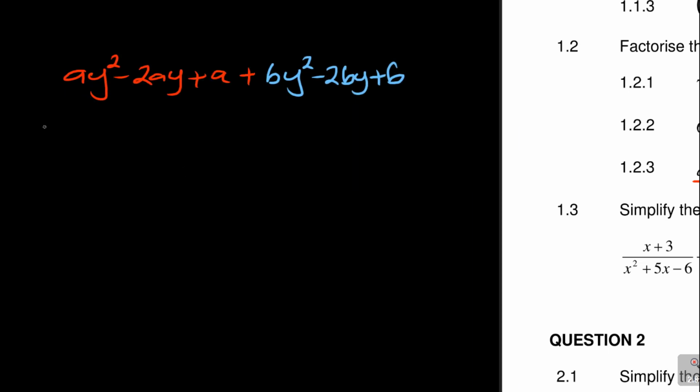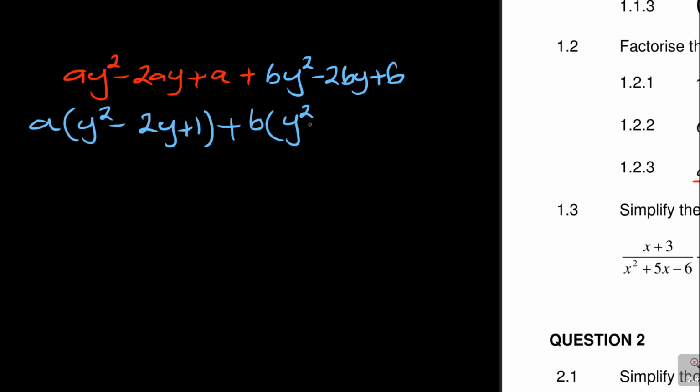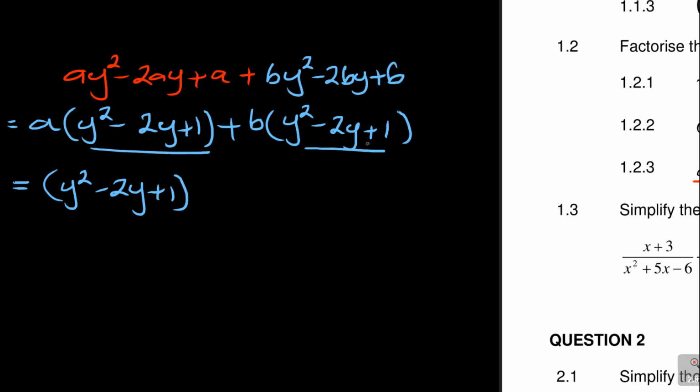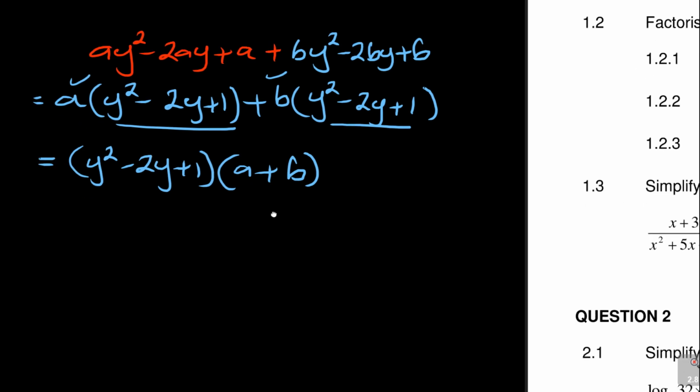And then you ask what's common there. a is common. So what do they have? y squared minus 2y plus 1. Plus b is common there. What do you have? y squared minus 2y plus 1. Come to think of it, this is the same. Do you see that it's repeating? So you have a bracket, y squared minus 2y plus 1, and another bracket is what is outside, which is a plus b. See that? Then that's not done.